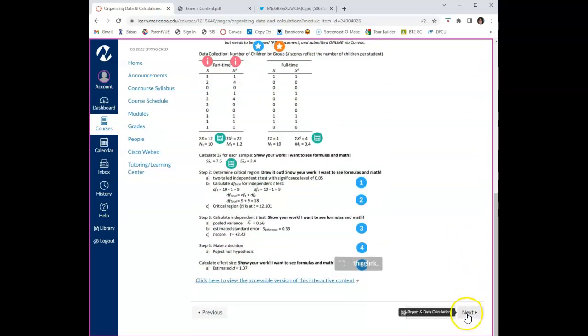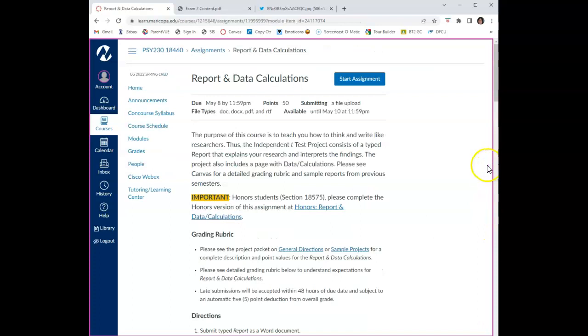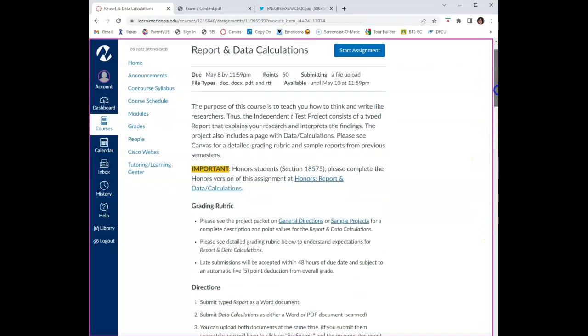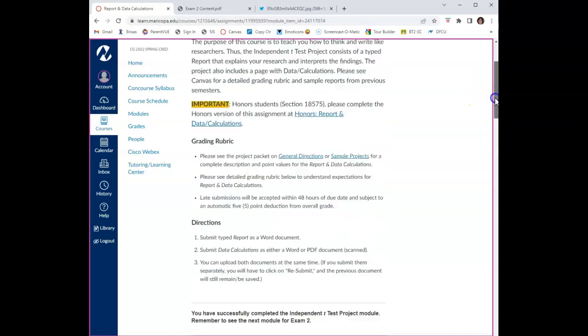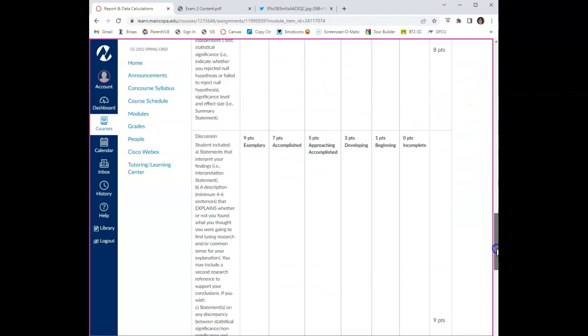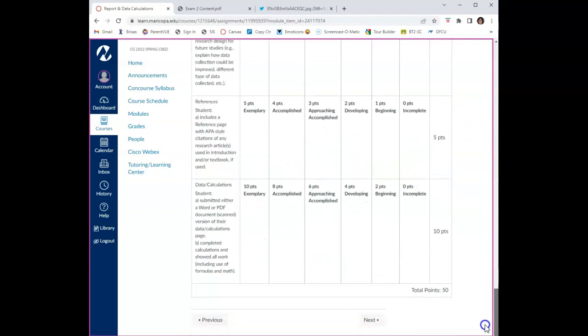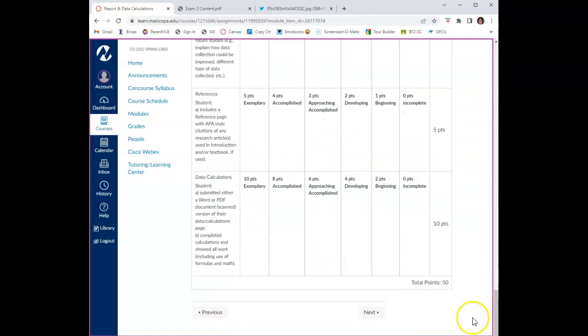So let's go to our assignments this week. The first assignment is the report and data calculations of the independent t-test project. I follow the grading rubric for the report very strictly. Therefore, it is in your best interest to review it. And look how long it is. I would also recommend that you review the sample projects posted in the project module.